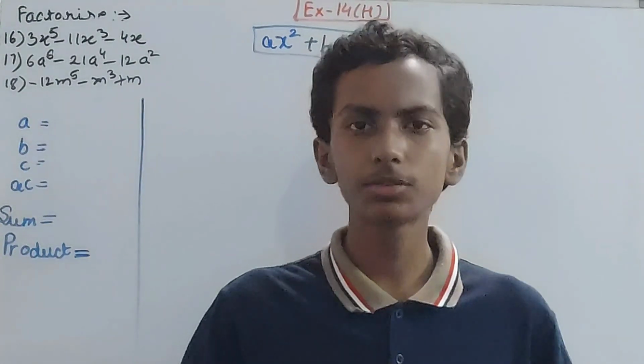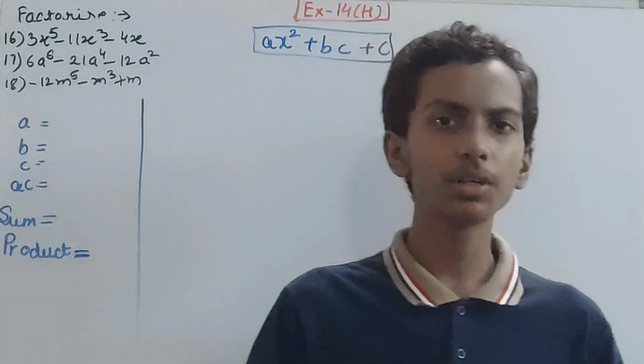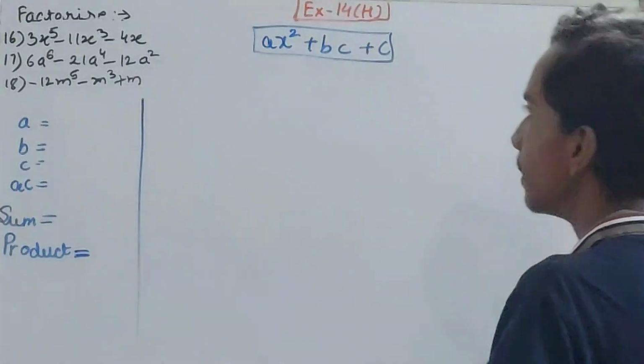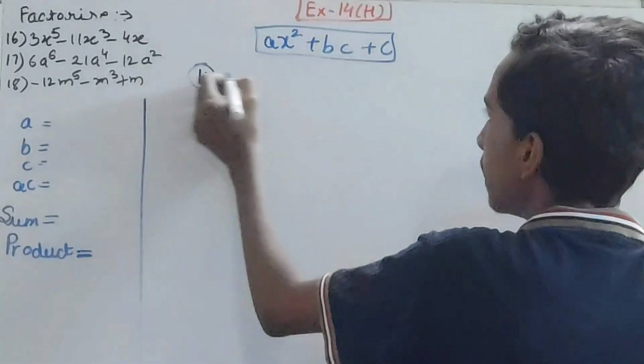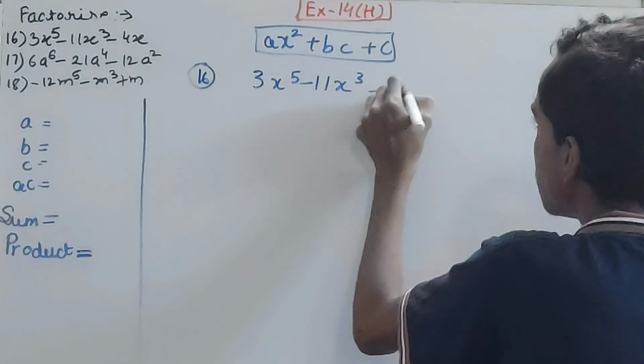In this video, we are going to solve ICSE Mathematics Class 8 Chapter 14 Factorization Exercise 14H questions 16 to 18. The 16th question says what? 3x to power 5 minus 11x cube minus 4x.